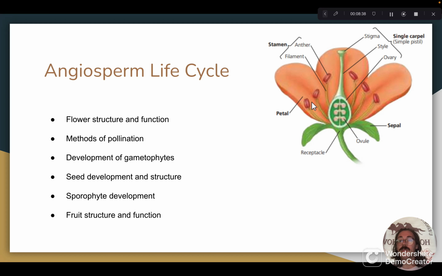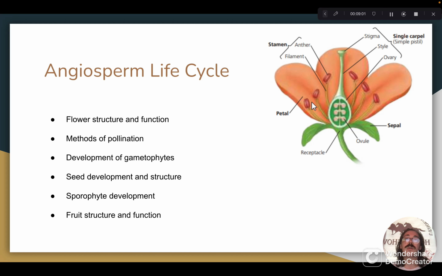Talk about the development of embryos. The first cell division undergone by a zygote splits it into a terminal cell and a basal cell. The basal cell will undergo a subsequent series of cell divisions and become a structure known as the suspensor, which fastens the embryo to the parent plant and transfers nutrients to the embryo from the plant.